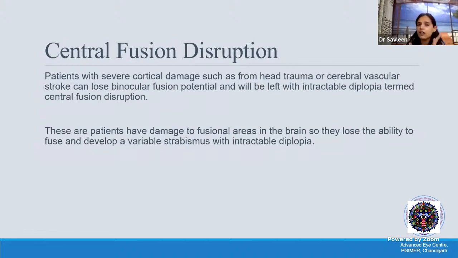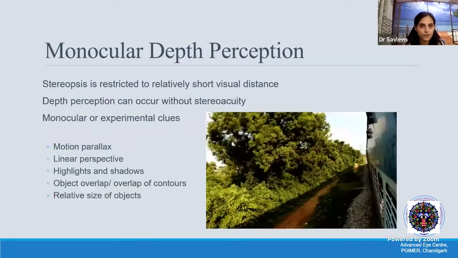On similar lines, we have a condition called central fusional disruption. With severe cortical damage from head trauma, you can lose the binocular fusion potential, and strabismus surgery in these patients would actually be detrimental because they will never be able to fuse, and you might have to undo the strabismus surgery also.